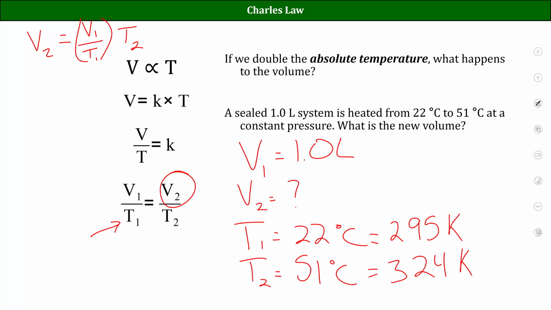For these, we get to keep 3 sig figs because we added in the conversion, so we keep the uncertainty in the ones place. We actually picked up a sig fig on our temperatures, but our final answer is only going to have 2 sig figs because of that 1.0 liters. So V2 equals 1.1 liters.